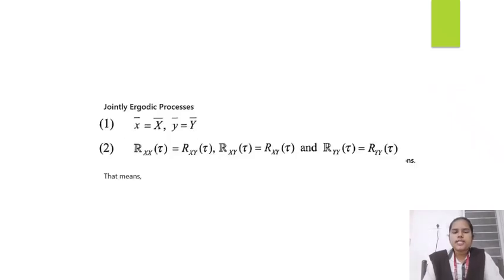In most practical applications, all stationary processes are assumed to be ergodic. Jointly ergodic processes: x bar equals X bar, y bar equals Y bar, Rx of tau equals Rxx of tau, Rxy of tau equals Rxy of tau, and Ry of tau equals Ryy of tau. Here Rx of tau represents the time average in autocorrelation, and Rxx of tau represents the ensemble average. Rxy of tau represents the time average in cross correlation, and the other represents the ensemble average. Ry of tau is the time average and Ryy of tau is the ensemble average in autocorrelation of y.